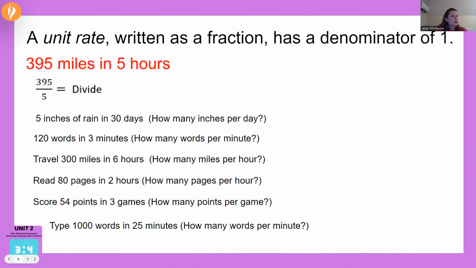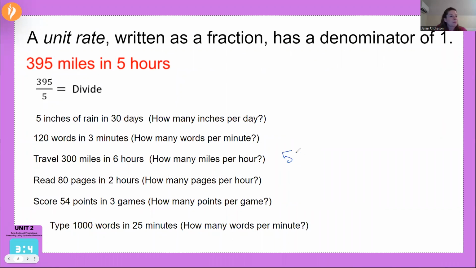All right, so what'd you get for the third one? 300 divided by 6 is going to be 50 miles per hour. 80 pages in 2 hours. We don't know how many pages per hour. Divide the pages by the hour. So 80 divided by 2 is 40 pages per hour. 54 points in 3 games. How many points per game? I don't know that off the top of my head, so I'm going to divide 54 by 3. That's going to be 18. 18 what? 18 points per game.